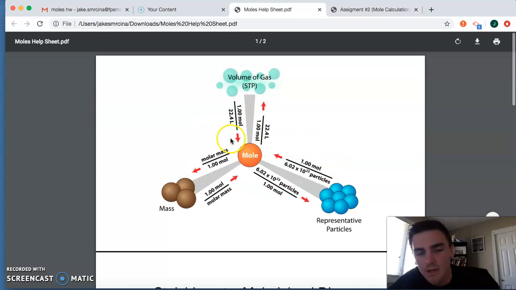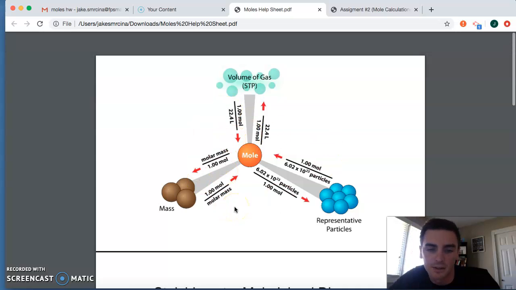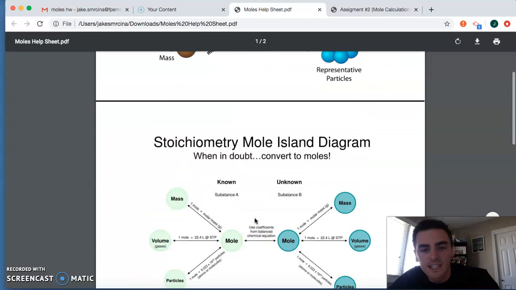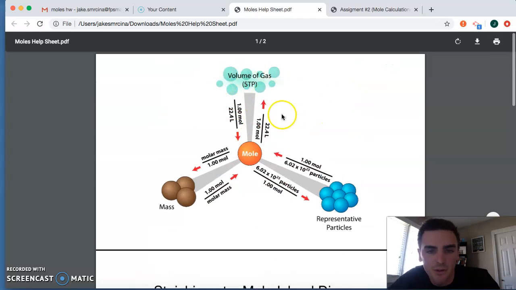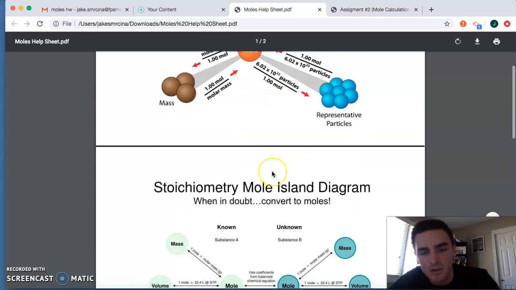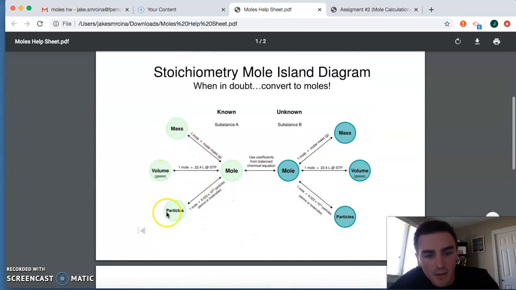This will always help you, and I don't want you to worship this diagram, but this diagram can really help you if you're getting stuck on things. You'll see that these are all kind of different examples. This one right here is a little pictorial. This is kind of the same thing where if you're in particles and you want to get to grams, you'll go from particles to moles first using Avogadro's number. Once you're in moles, then you'll go from moles to mass using molar mass.